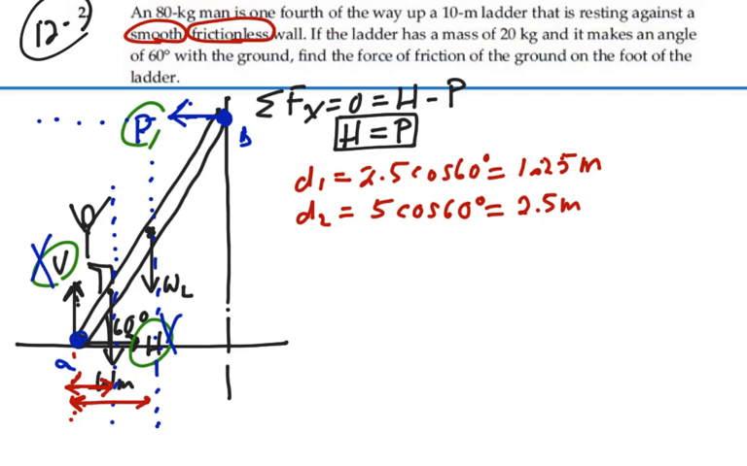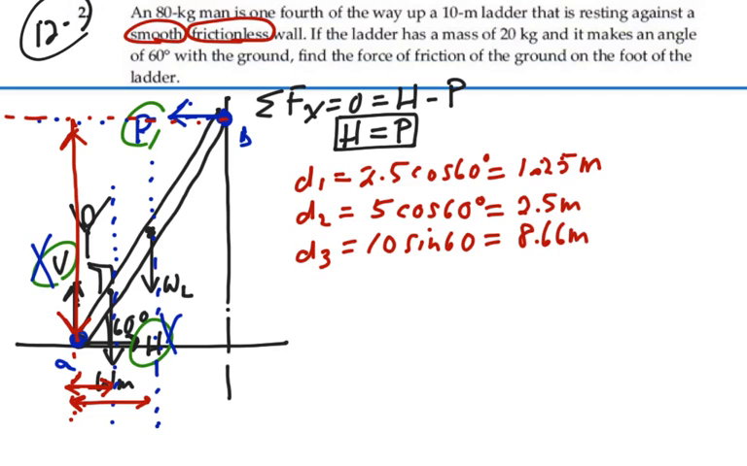And I need to find the moment arm to force P, which will be the shortest distance from the pivot to the line of action of that force, line of action being this right here, and that's going to be equal to the total length of the ladder times the sine of 60. So D3 is going to be 10 times the sine of 60. Sine of 60 is 0.866, so this is 8.66 meters. So that's that distance there. All right, now we have our 3 moment arms.